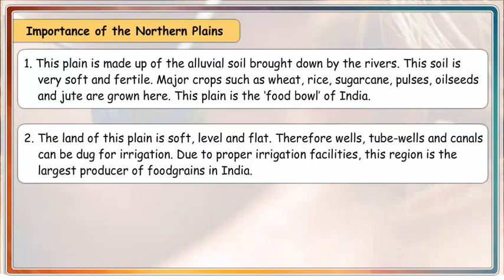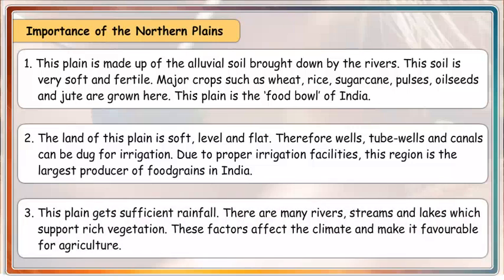Second, the land of this plain is soft, level and flat. Therefore, wells, tube wells and canals can be dug for irrigation. Due to proper irrigation facilities, this region is the largest producer of food grains in India.